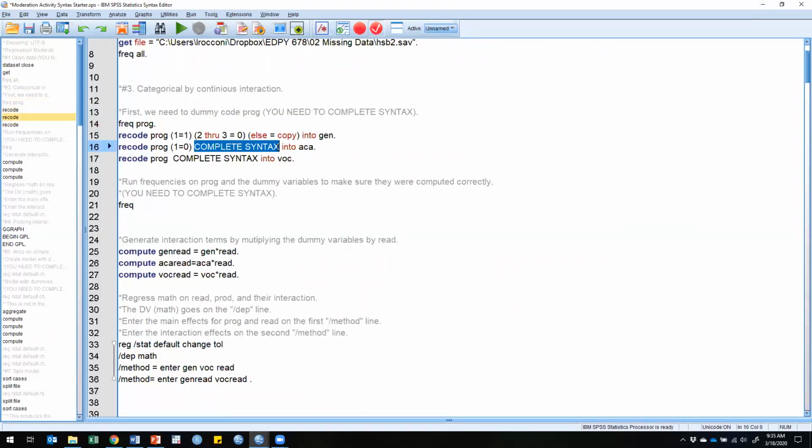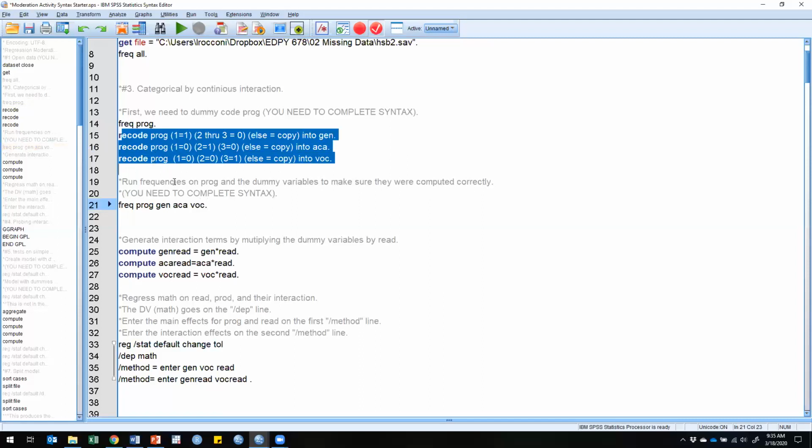So let's complete this sentence here. 2 equals 1, 3 equals 0, else equals copy into academic. And we're going to do the same thing for vocational, except we're going to change this to a 0 and this to a 1. And then we should run frequencies on all of these dummy variables just to make sure we coded everything correctly.